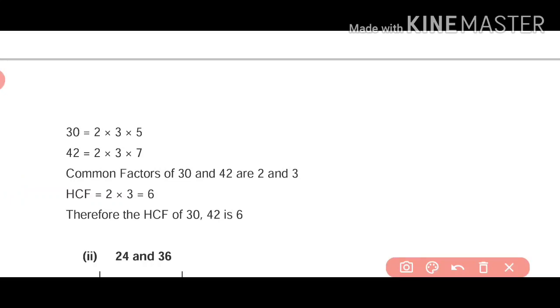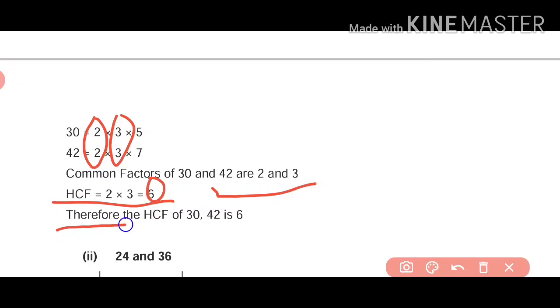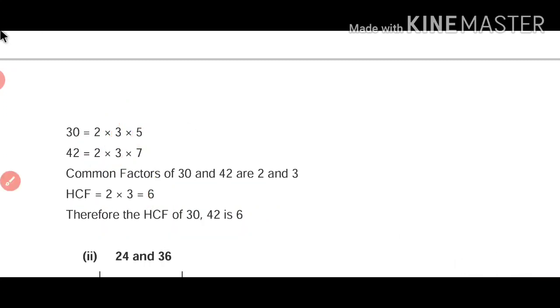Now we have to see the common factors, the numbers which are common in both 30 and 42. So the common factors are 2 and 3. So HCF is equal to 2 multiply 3, which is equal to 6. Therefore we can say that the highest common factor of 30 and 42 is 6. We have to see the factors which are in both 30 and 42, and after that multiply them. Next one, 24 and 36.